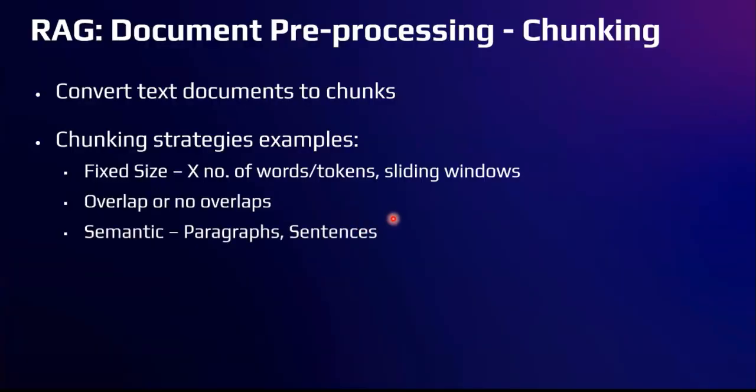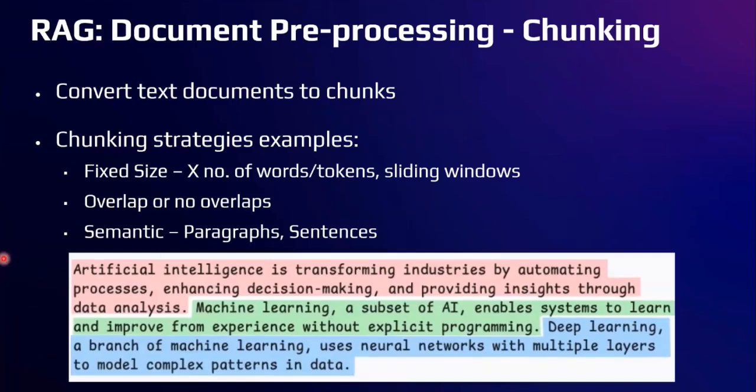The chunks also can be semantic in nature. They can be split into paragraphs or sentences. And often this is the most practical way of chunking for most text documents. Here we have a little example. We have this paragraph of 3 sentences, and in a RAG database, you could split it into 3 separate chunks, each of 1 sentence.